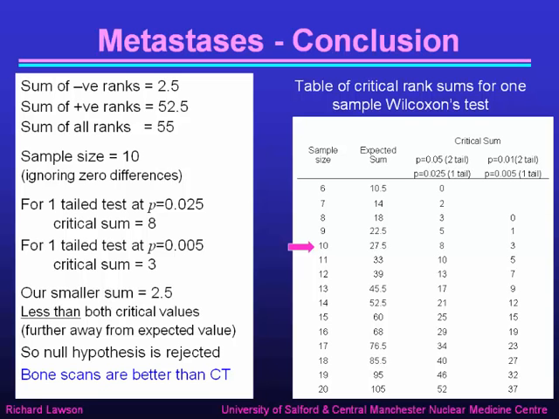So a significant result, we can reject the null hypothesis, which was that the bone scan and CT were equally good at detecting metastases, so we have to accept the experimental hypothesis that bone scans are better than CT at detecting metastases, at least for this hypothetical data that I've made up for the purposes of this illustration. Whether it's true in practice or not is another matter.